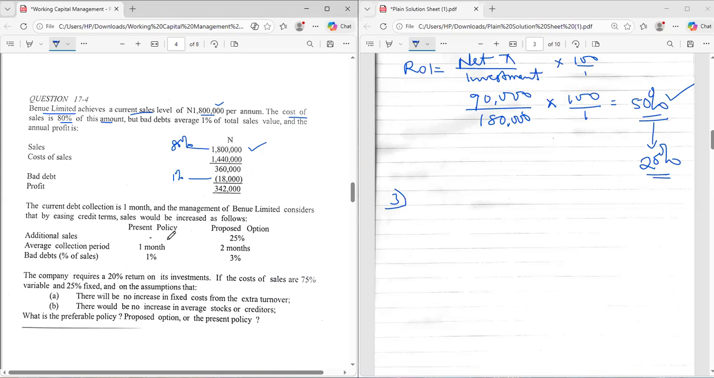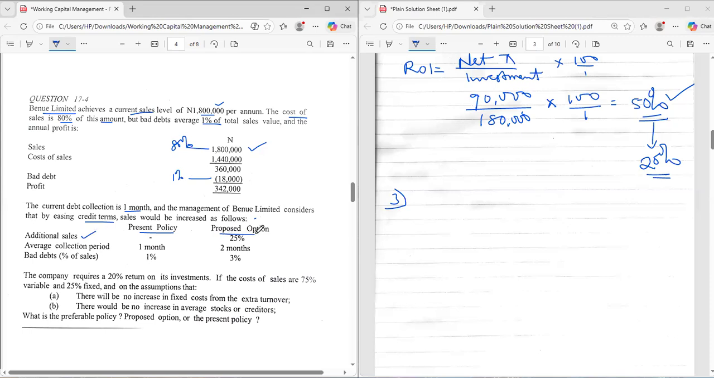All right. So they said the current debt collection is 1 month. This is what is currently happening: debtors pay in 1 month. And the management of Benway Limited considers that by easing credit terms, sales would be increased as follows. So they gave us the current policy and what they intend to do, the proposed policy. In the current policy, sales did not increase, so there's no additional sales.